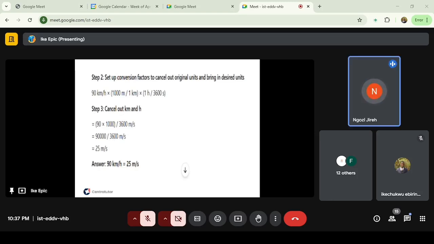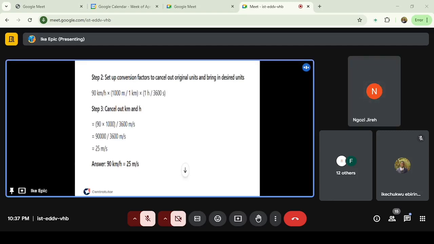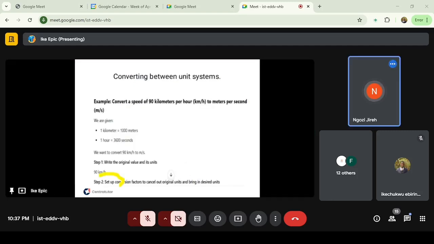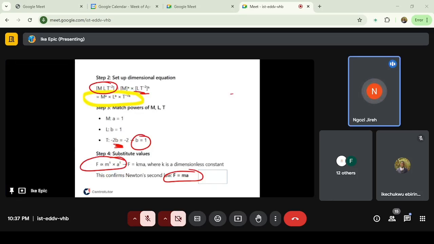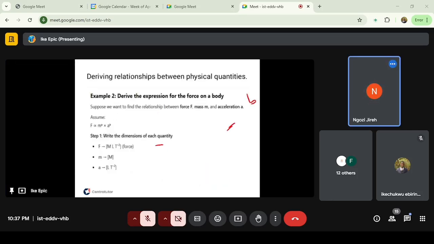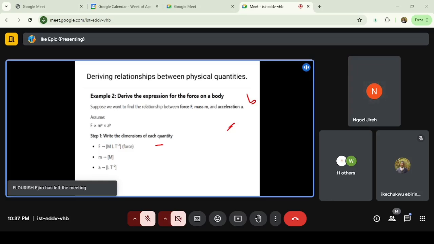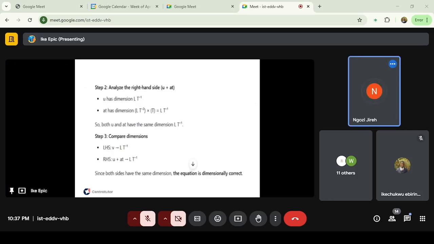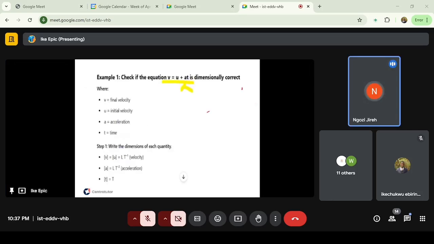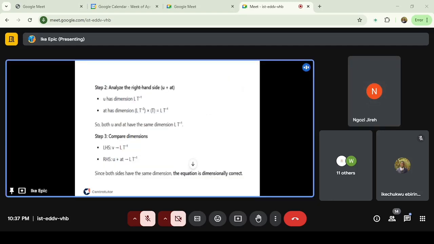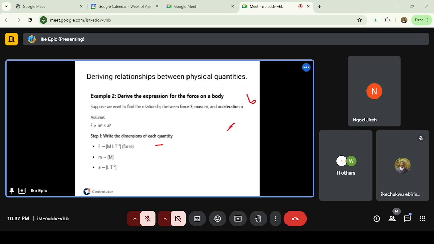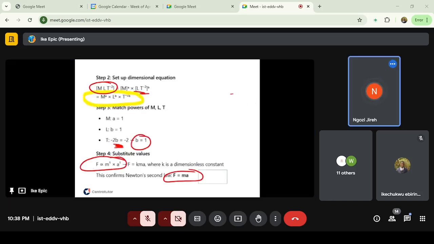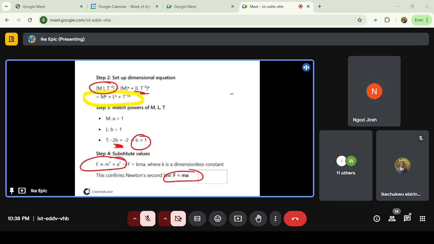When you talked about checking the correctness of an equation, please I want to ask: why is m raised to the power 1 instead of 0? Are you referring to this portion or the first example? This one. In this example, we did not have m. I think you are referring to the example that has m. Yes, this one. Why is m equal to 1?